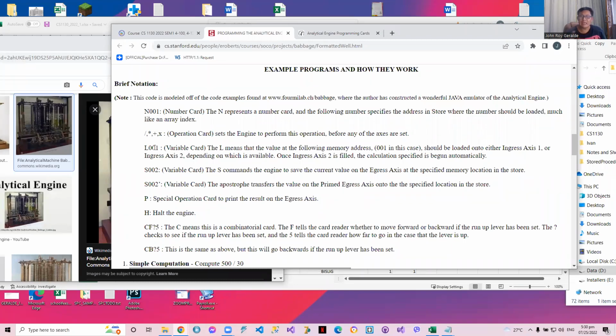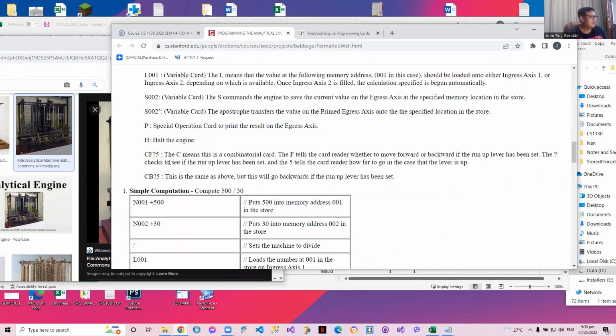S002 transfers the egress axis into the store. Okay, do you follow? We will demonstrate this by an example, no? CF is count forward 5 times depending on the result of the last operation. Now, the analytical engine, particularly the mill, has a run-up lever.